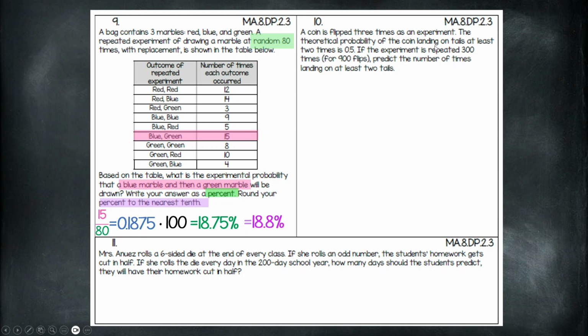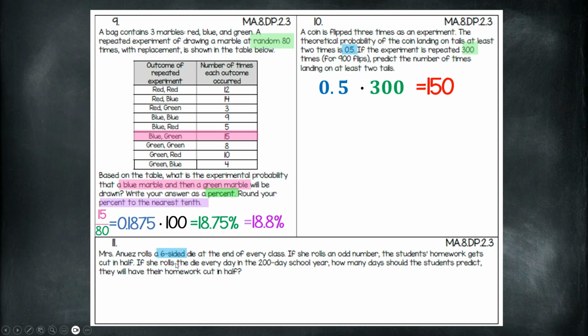The theoretical probability of a coin landing on tails at least 2 times is 0.5. So they're giving you the theoretical probability. If the experiment is repeated 300 times for 900 flips, and this can be ignored, we don't care about that. We're really only looking at how many times the experiment was done, which is 300. Predict the number of times landing on at least 2 tails. So that is 150, because all we had to do was multiply 0.5 or 1/2, multiply that by 300, and we got 150.